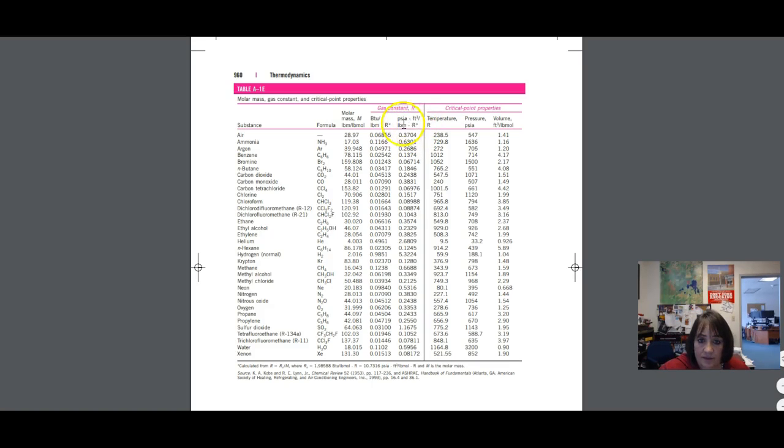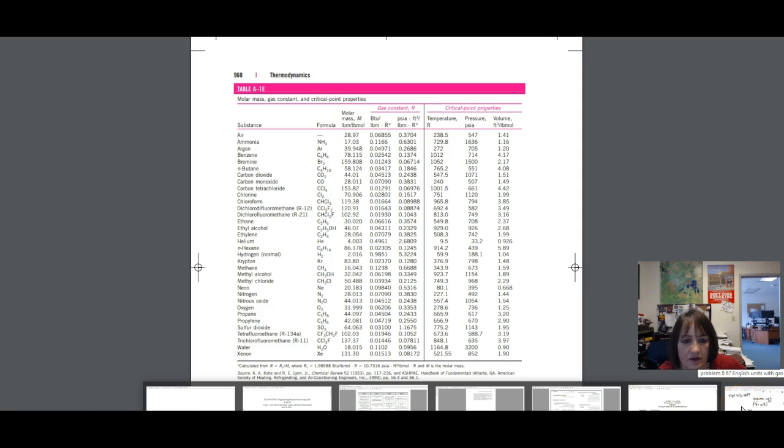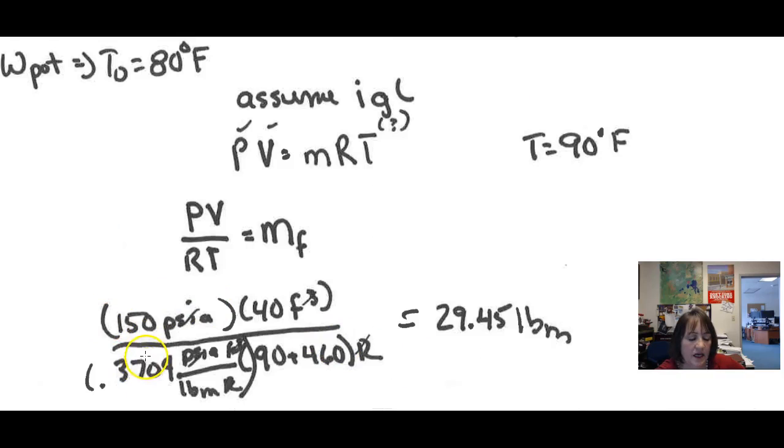Well, if you recall, the problem that we have gives us the pressure in psia, the volume in cubic feet, and the temperature in degrees Rankine. So we can work with that value of 0.3704 psia cubic feet per pound mass degree Rankine. And if we use that value, we see that psia cancels out, cubic feet cancels out, degree Rankine cancels out, and we're left with pounds mass in the denominator of the denominator, which of course flips to the numerator. And we get a value of 29.45 pounds mass.